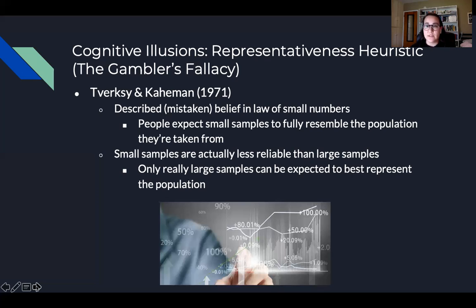And so the gambler's fallacy problem can be thought of as an instance of belief in the law of small numbers. So people expect that a small sample size of roulette wheel spins, such as 8, will show the same proportion of reds as will a very large sample, so if you spun that roulette wheel 10,000 times or 100,000 times. However, the chances of finding really large deviations from the population, like I said, are more likely with a small sample.